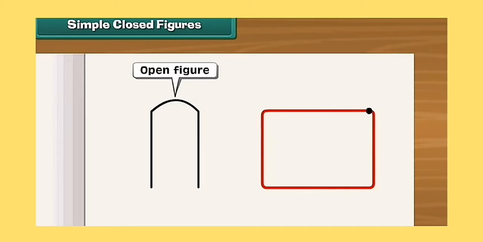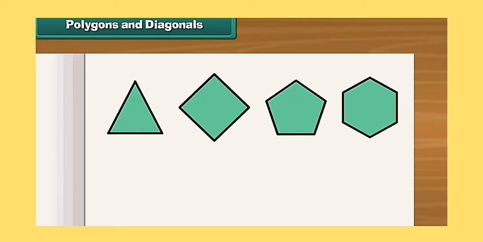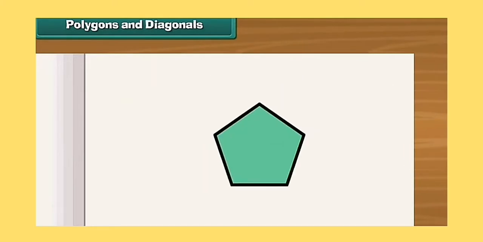I will give you some more examples on closed figures. In my previous session, you must have studied about line segments. So keeping that in mind, I am introducing to you some closed figures. Look at this. There are 4 types of closed figures I have represented in front of you. And these closed figures are formed by line segments.